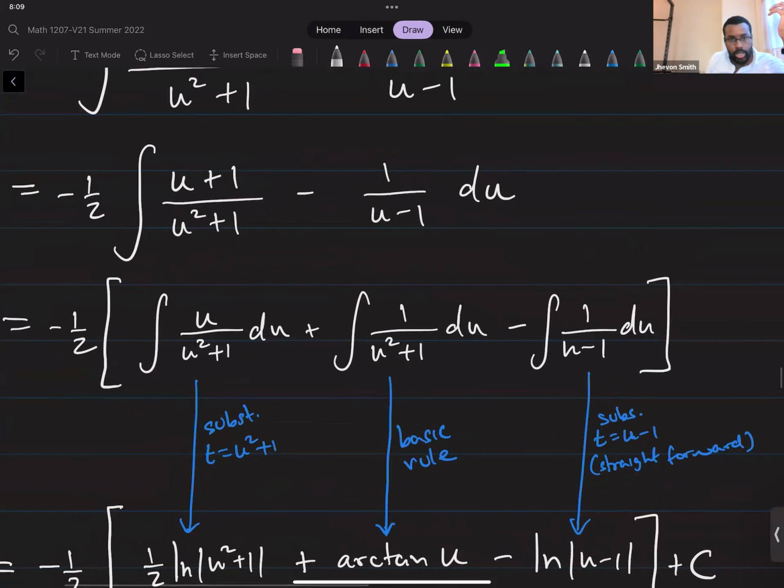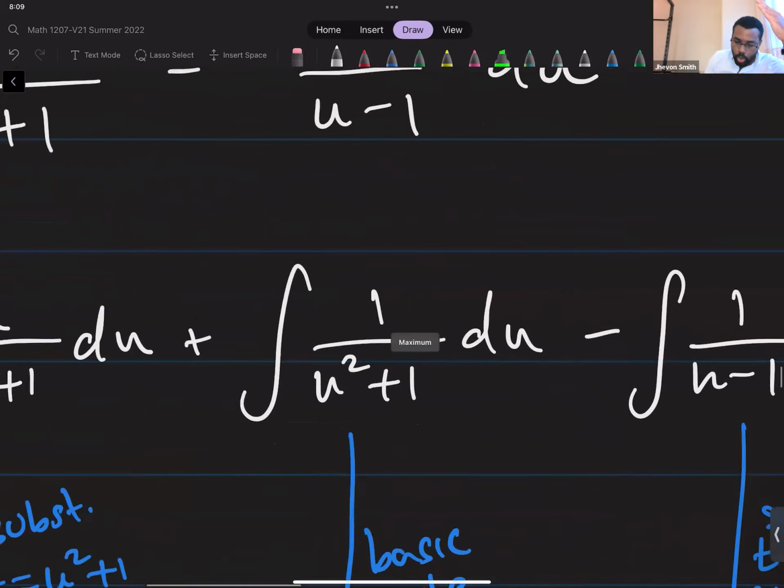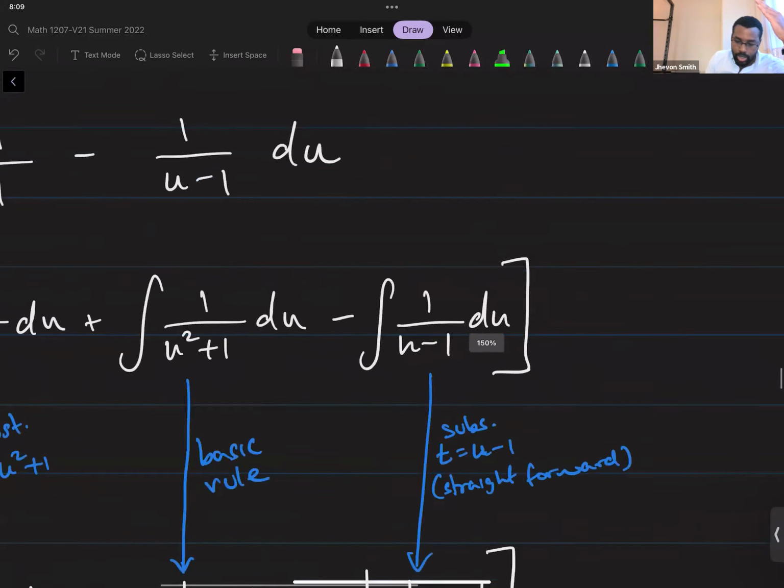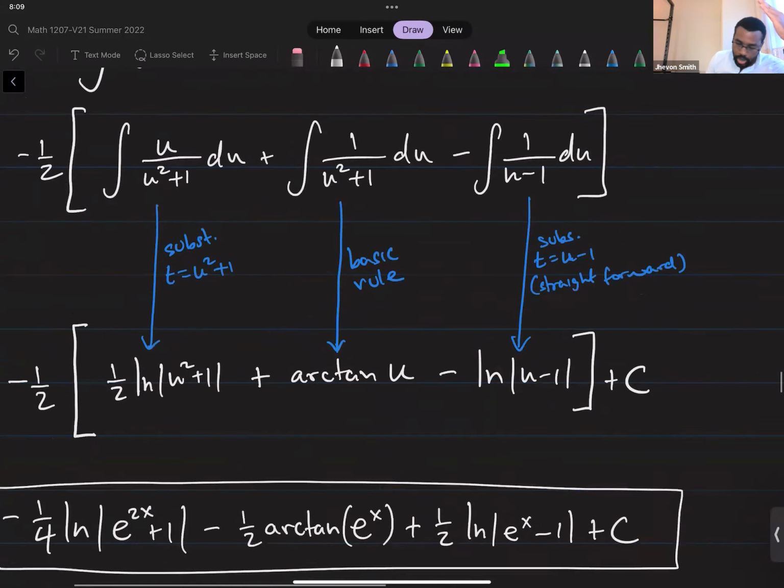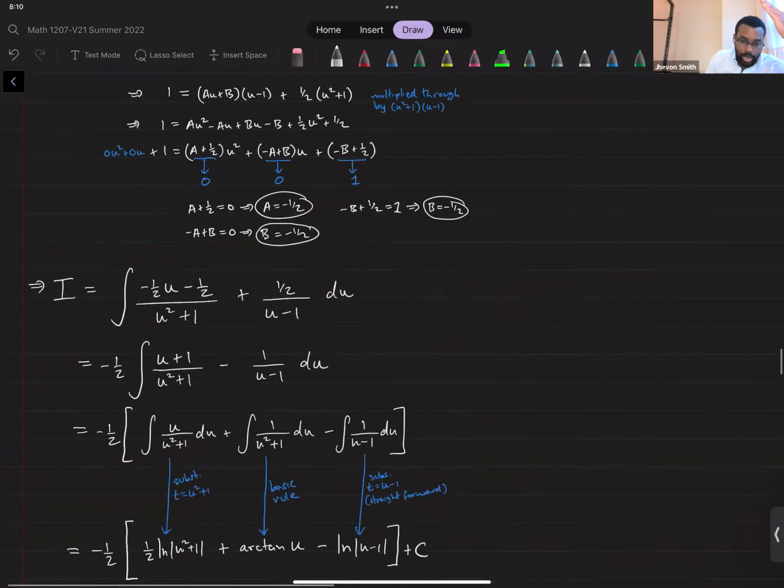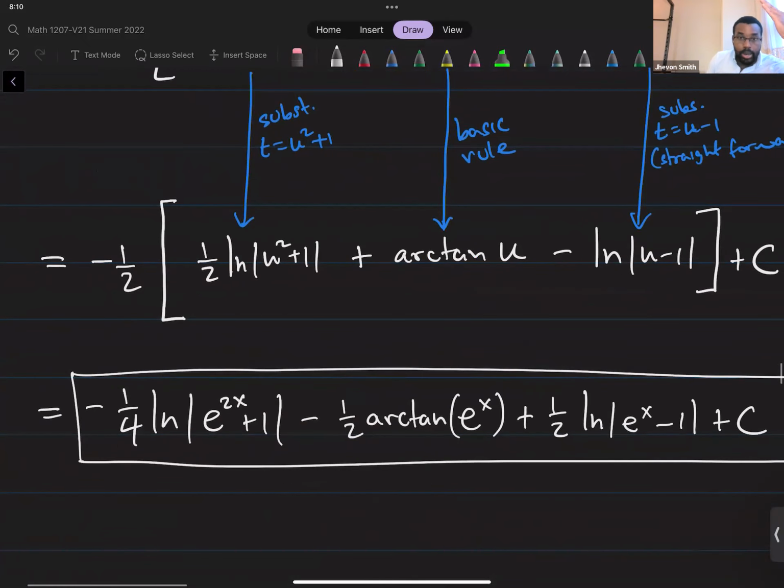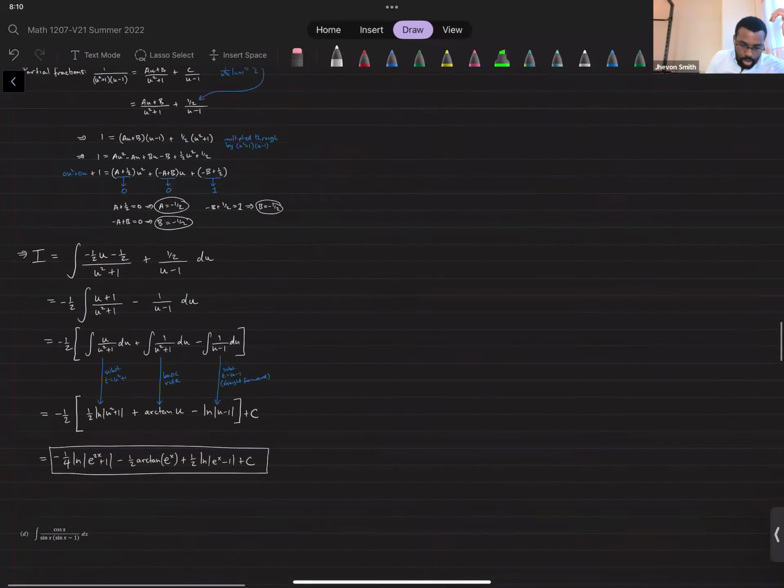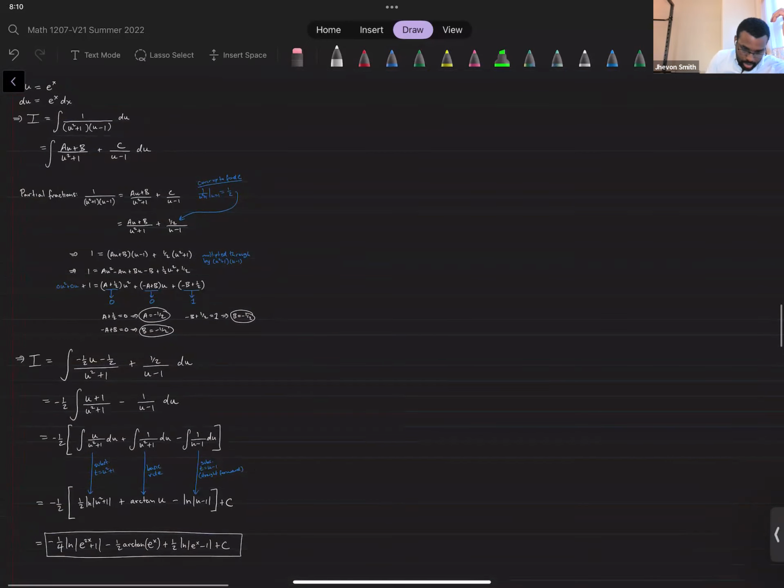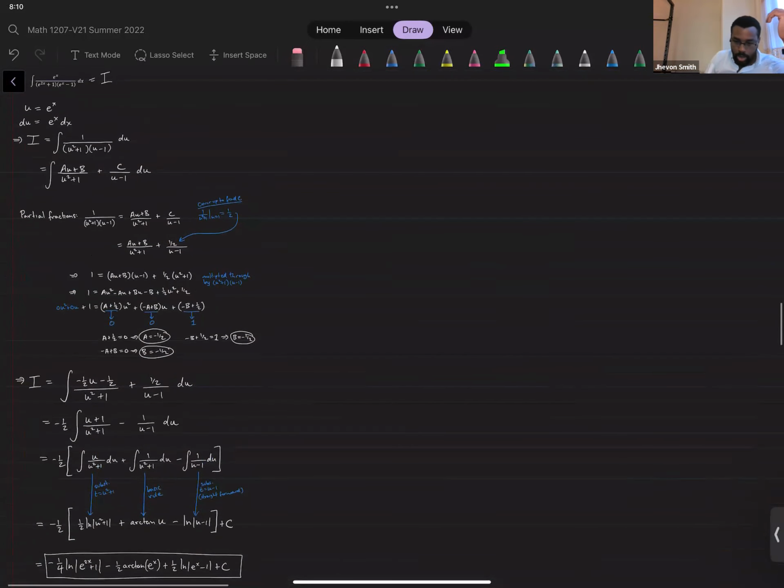And for the first integral, splitting it up into two other integrals makes sense because one of them is a basic formula, the other one is an easy substitution. This one is also an easy substitution, and I get that. And then I back substitute for the e to the x to get that final answer. And that's where we are with that one.